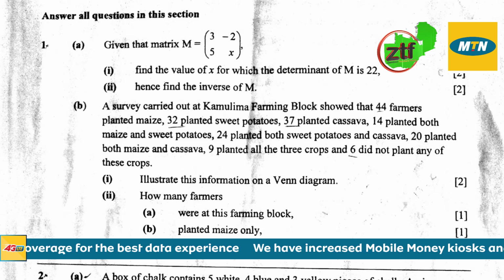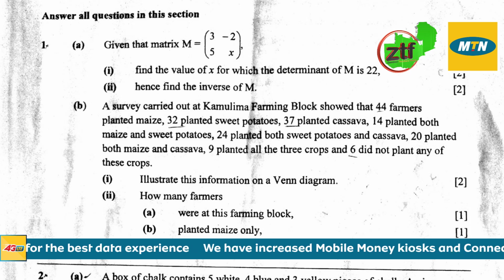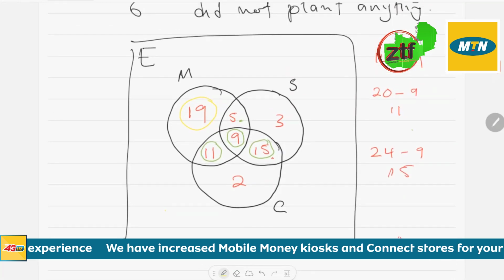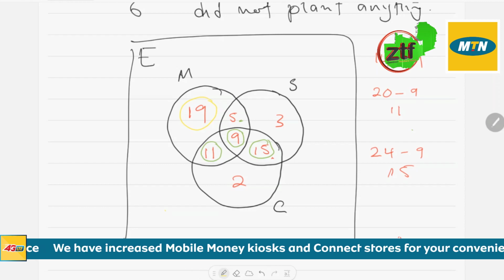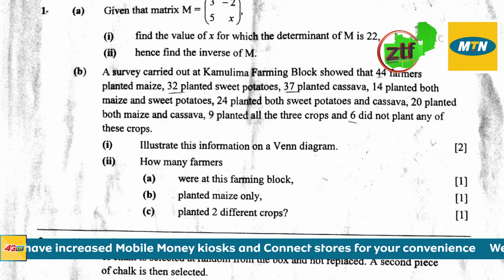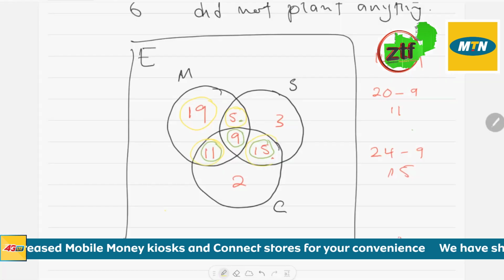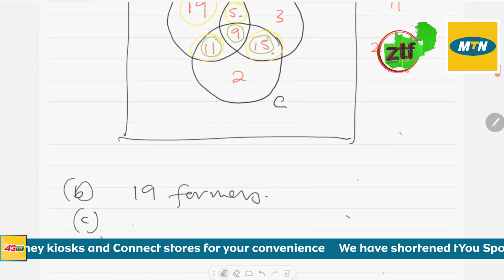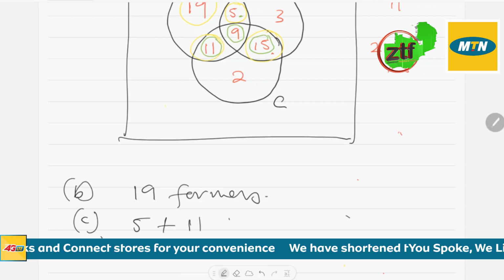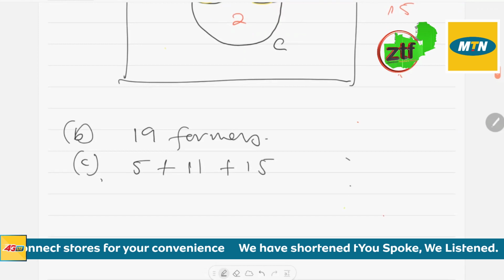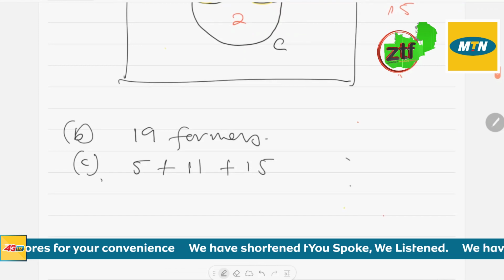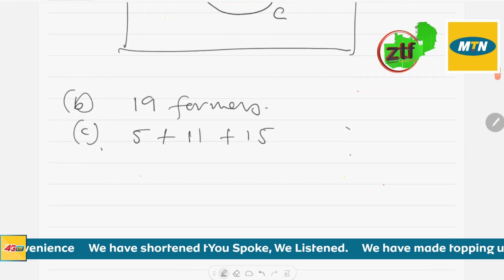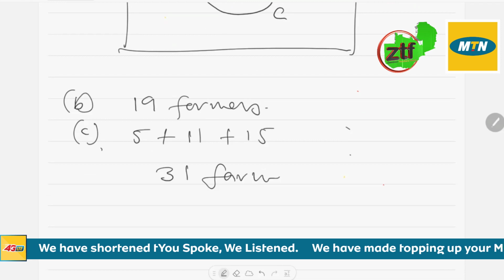How many farmers planted 2 different crops? So when we go to the Venn diagram, we'll see that those that planted only 2 different types, we have this group, that group, and this group. So we will sum up 5 plus 11 plus 15, and we get 20 and we have 31. So we have 31 farmers.